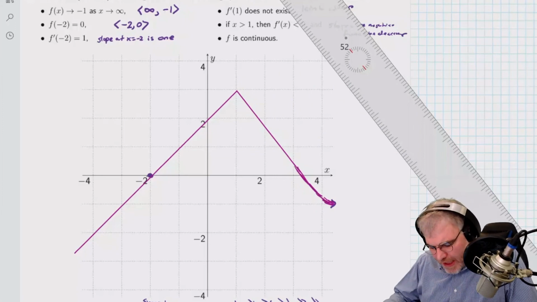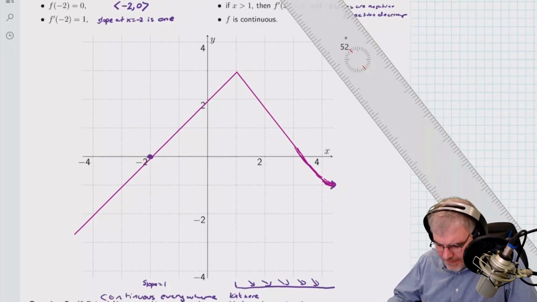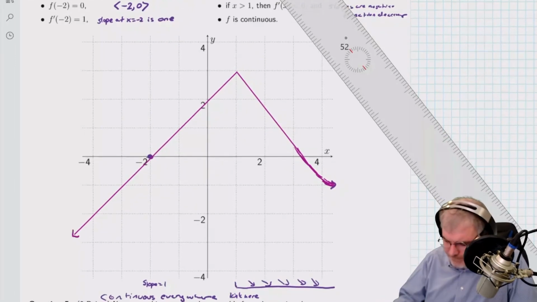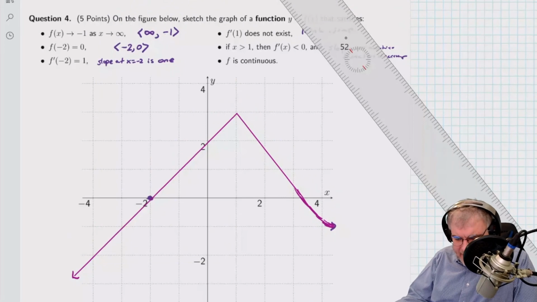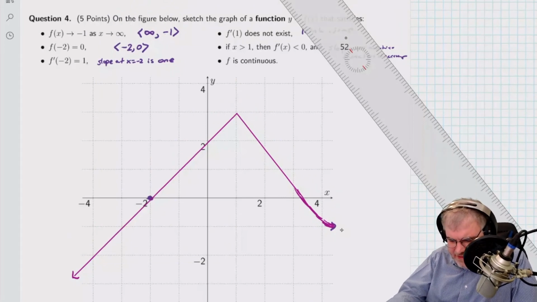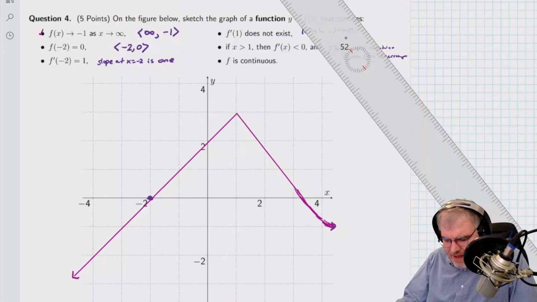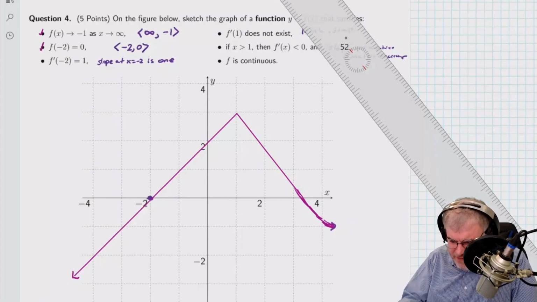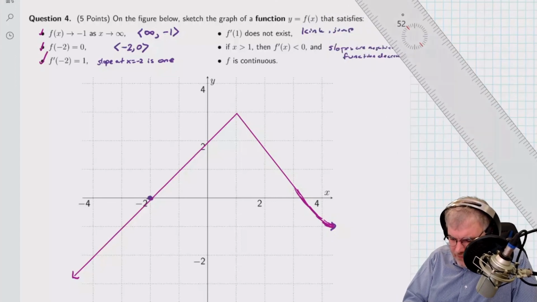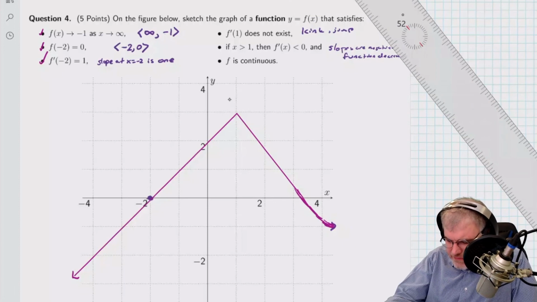All right, so let's check. Did I do it? As x goes to infinity, f of x goes to -1, yes. F of -2 equals 0, yes. My slope is +1. Is my derivative here +1? Absolutely. All right, 1 over 1 up. Does f prime of -1 not exist? That is true. I'll write little kink here.